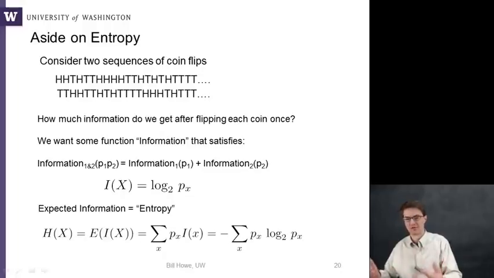Okay, so with a fair coin flip, it's 0.5 times 0.5. So information of 0.25 ought to be the same as information of 0.5 plus the information of 0.5. Okay, and it's here on the slide. The function that gives you that is log base 2. Okay.